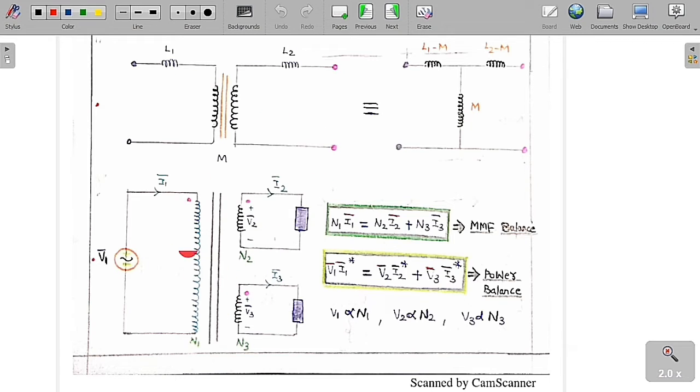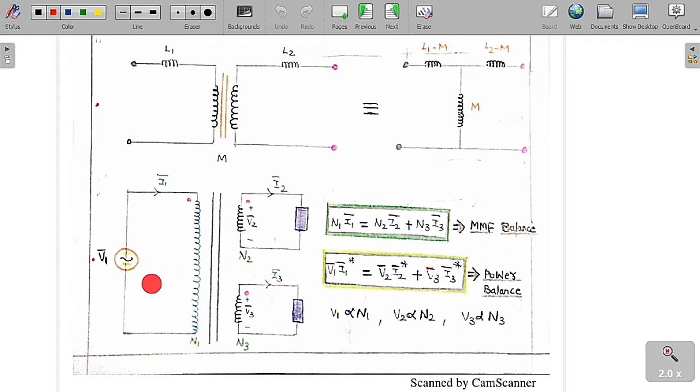So let me take another circuit. You can see clearly there is a primary and these are the two secondaries. So we can say three windings are present. This is a primary winding and there are two secondary coils. Now, I am going to apply voltage. The dot terminals are already given. This is a dot, this is a dot, and this is a dot.